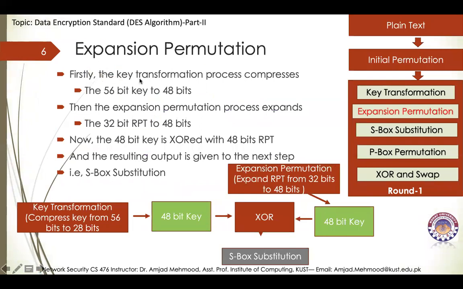Expansion permutation. Firstly, the key transformation process compresses the 56-bit key to 48 bits. As you know, we have studied key transformation in our previous lecture. Then the expansion permutation process expands the 32 bits to 48 bits. Now the 48-bit key is XORed with the 48-bit right plain text, and the resulting output is given to the next step, that is called S-box substitution.